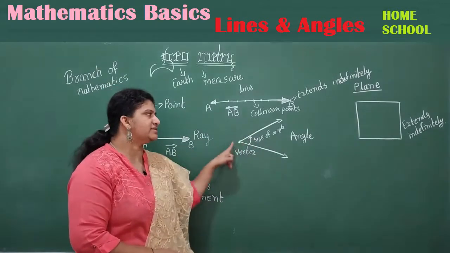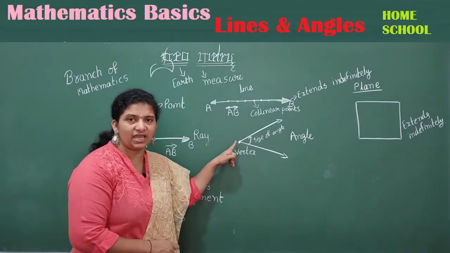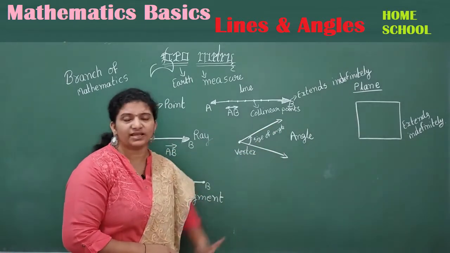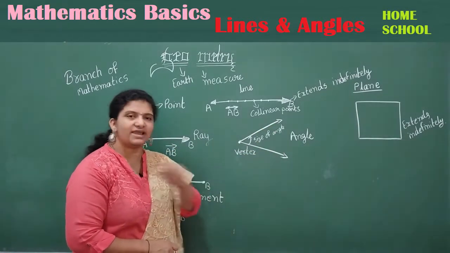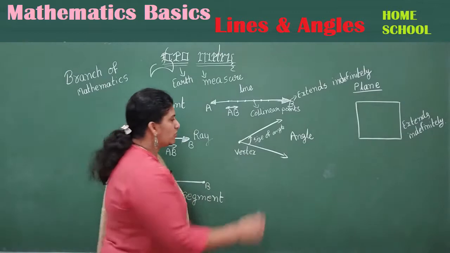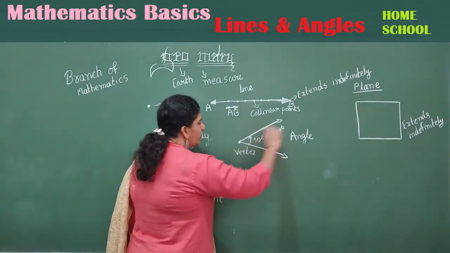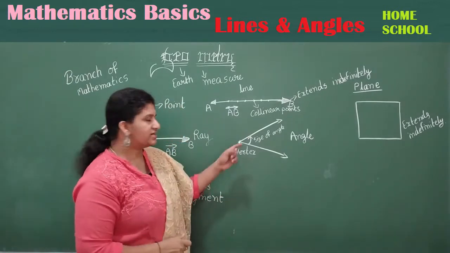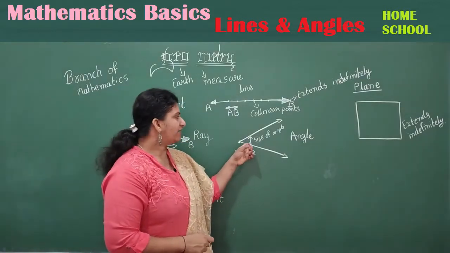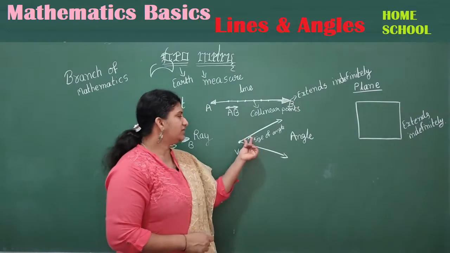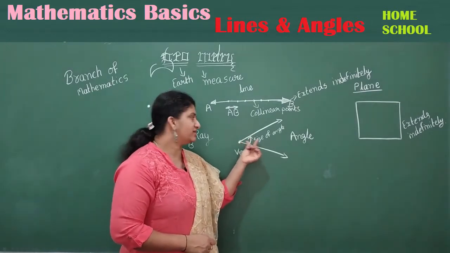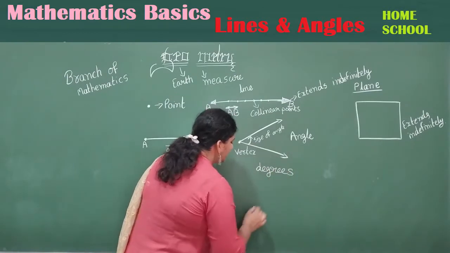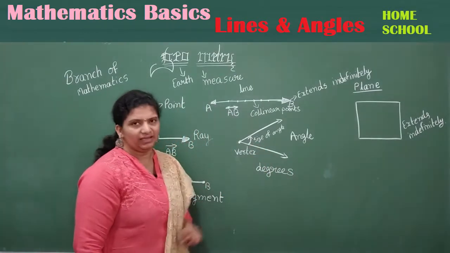So two rays arise from the same endpoint, and here there is no ending and here also there is no end. It extends indefinitely. So these two rays make an angle here. What is this? Angle. So we have shown it with an arrow mark here. This angle is nothing but the size of the angle. How is it measured? The angles are measured in degrees.